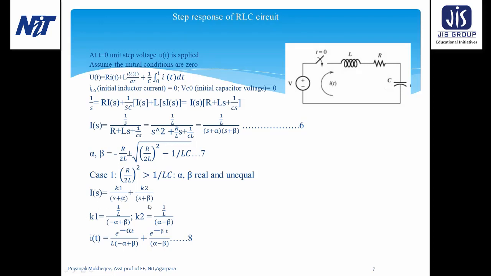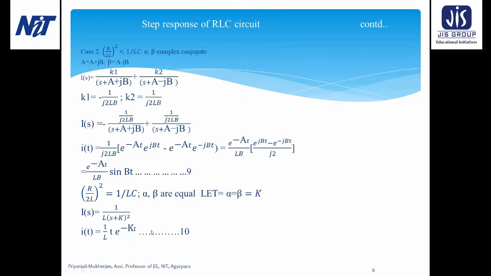So we can write I(s) equals K1 by (s plus alpha) plus K2 divided by (s plus beta). Applying partial fractions, we can find the values of K1 and K2: K1 is 1 by L divided by minus of (alpha minus beta), and K2 is 1 by L divided by (alpha minus beta). So i(t) becomes the inverse Laplace of this equation, putting in the values of K1 and K2: e to the power minus alpha t by L into (beta minus alpha) plus e to the power minus beta t divided by (alpha minus beta).